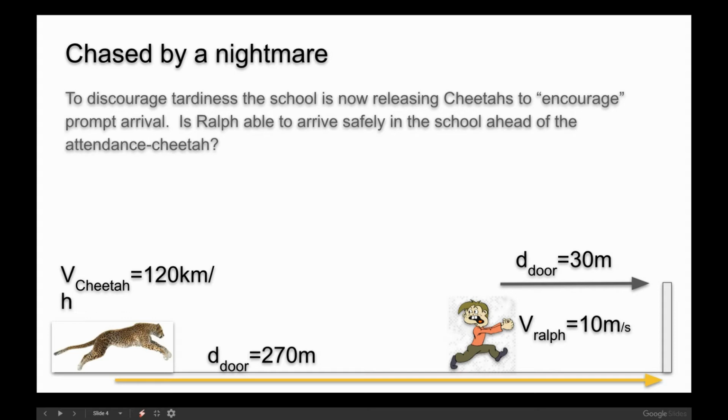So Ralph tempted the system, and he is 30 meters from the door, and he can run at 10 meters a second. The cheetah, the attendance cheetah, spots Ralph, and it is 270 meters away from the door, but the cheetah can run at 120 kilometers an hour. So once again, there's a kilometer hour to meters per second conversion. But the question is, does Ralph make it into the building before the attendance cheetah disciplines him?